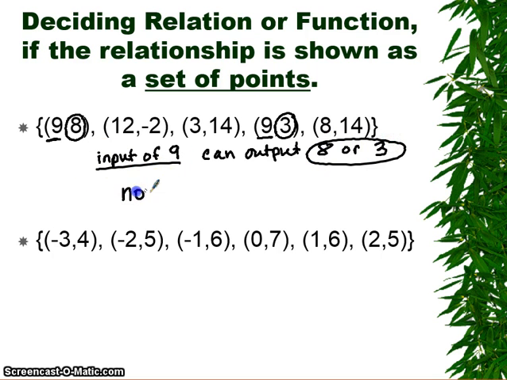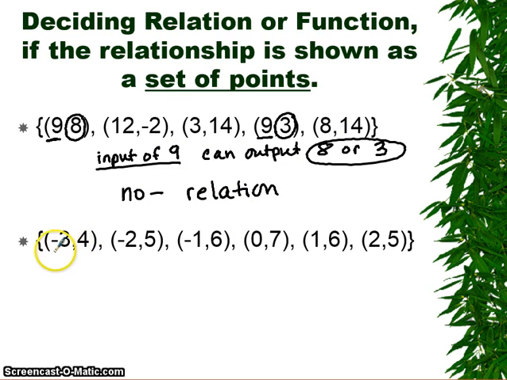So does every input have just one output? And the answer is no, so this is a relation. There's a relationship between the points, but it is not a function since one of the inputs has more than one output, and we don't even have to check the other ones once we see that.